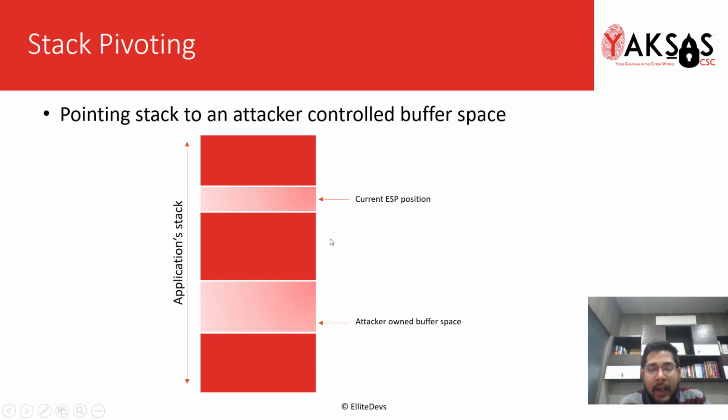So in order for the attacker to do operations here, we will need to shift the ESP pointer to this space. That is what we do in stack pivoting. We change the stack position from this space to our attacker-owned buffer space, we do certain operations, and then we restore the ESP to its previous place. This sounds more complex than it actually is, and you'll see that in later videos of this module.